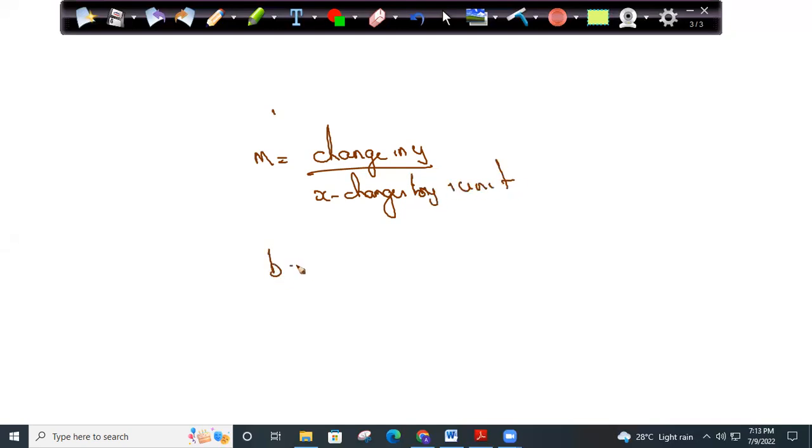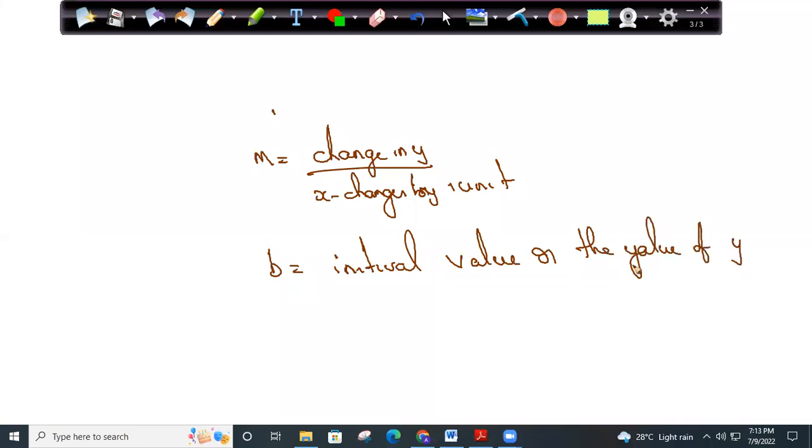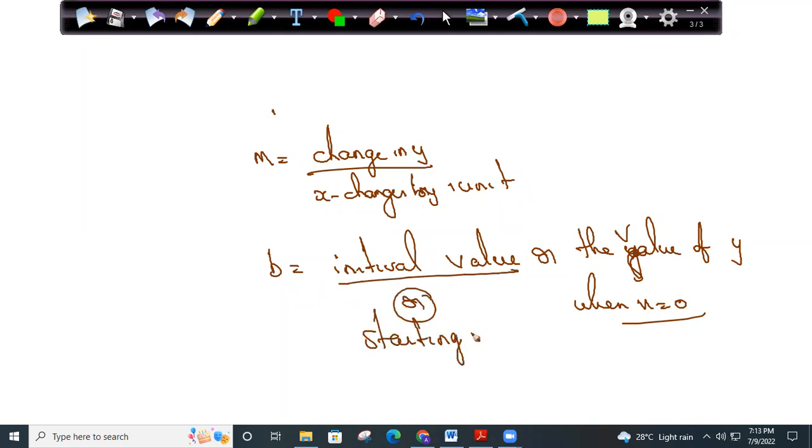What is the y-intercept? Initial value, or the value of y when x is equal to 0. The value of y when x is equal to 0, or the initial value, or the starting value. That is my y-intercept. It looks so simple, right? Now let us see how SAT frames questions on them.